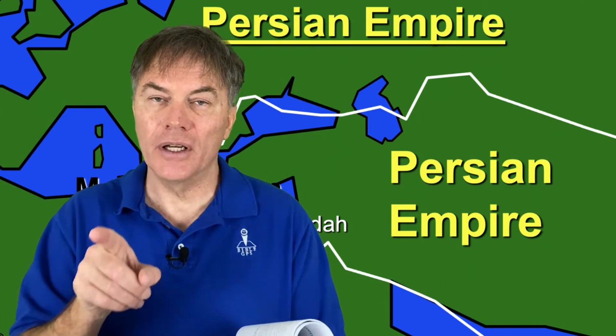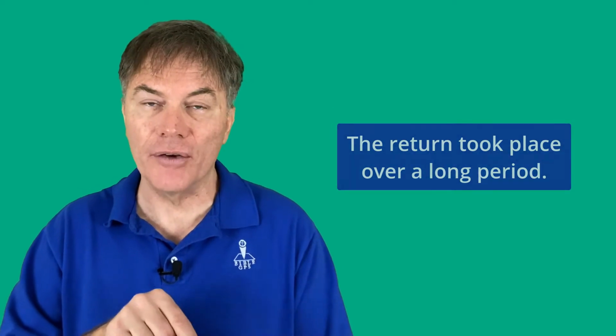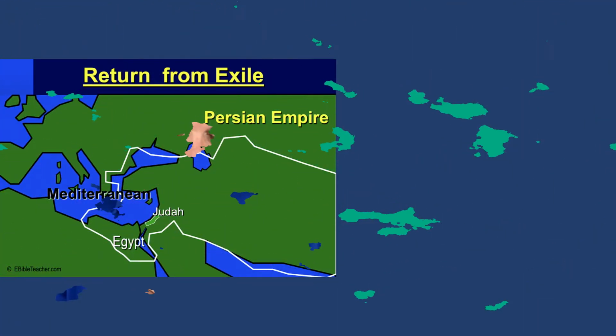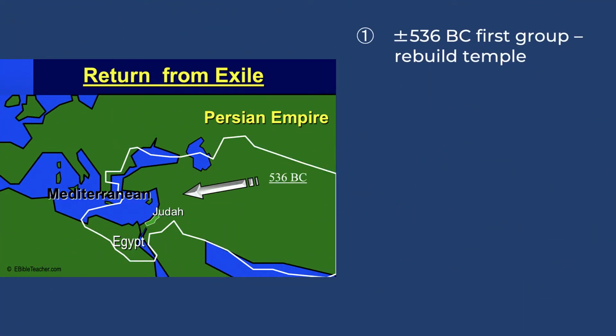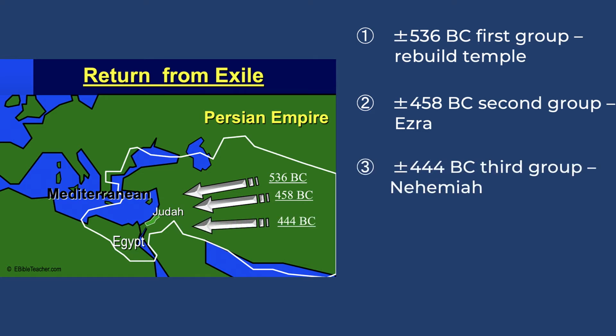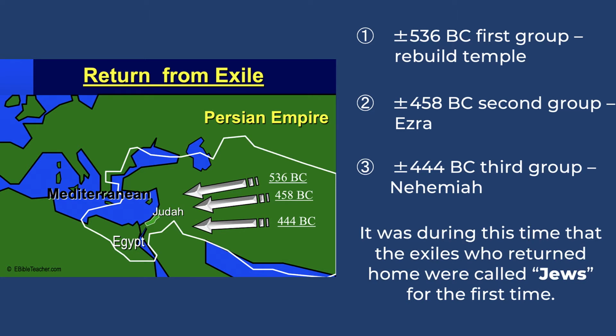Now, the return of the people in exile didn't happen just in one day. It took place over a very long period. Now, there were three main groups who did return back to Jerusalem. Now, the first main group returned about 536 BC to rebuild the temple. Then the second group in 548 under Ezra, he was the scribe. And then in 444 BC, Nehemiah, who was the cupbearer, returned with another group. Now, it's interesting to know that they were called Jews for the first time when they returned to rebuild Jerusalem. So the exiles who returned were called Jews for the first time.